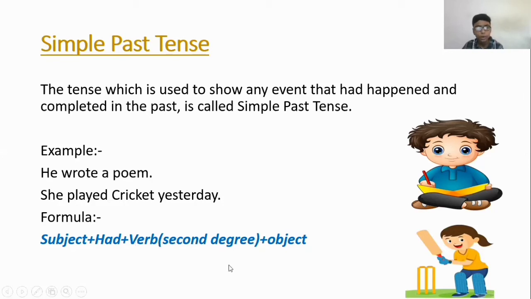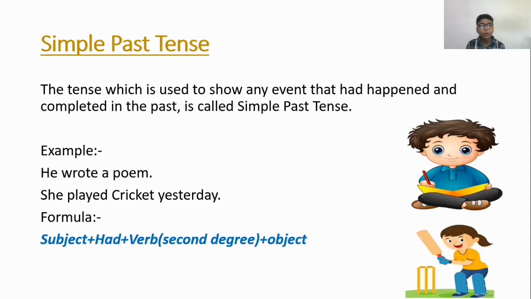Now third is verb second degree. Verb second degree means the past verb. So the second degree of write will be wrote and play will be played. So it is used here. Now plus object. So a poem and cricket yesterday both are objects in respective sentences.